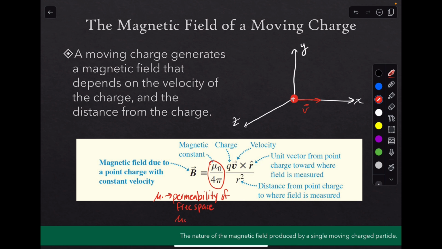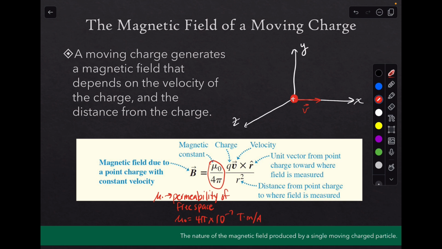Its value is 4 pi, I know, it's another 4 pi times 10 to the minus 7, okay? Tesla meter over amps, I believe. So it's basically kind of like magnetism's constant, okay? Like we had epsilon naught for electric fields, we have mu naught for magnetic fields, all right? It's permeability of free space.